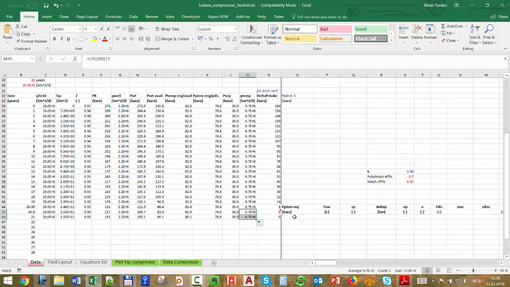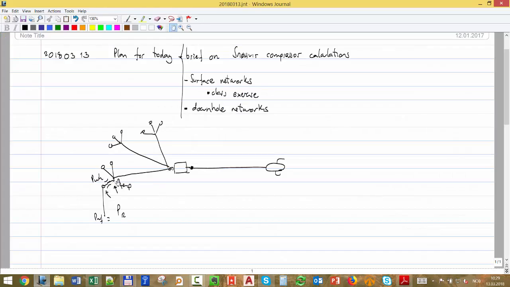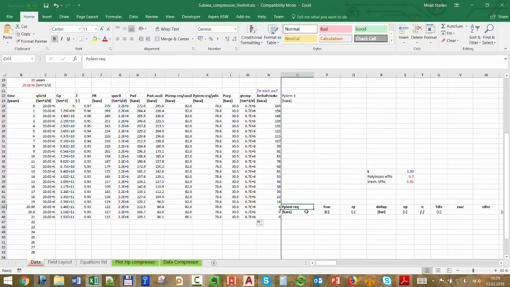Now, what I have to calculate to move from here to here is the pressure of the plem available, or the suction pressure to the compressor. So I'm going to say this is a mistake. It should be P plem available or P suction, right, to the compressor. How do I calculate that? Which equation I'm going to use?